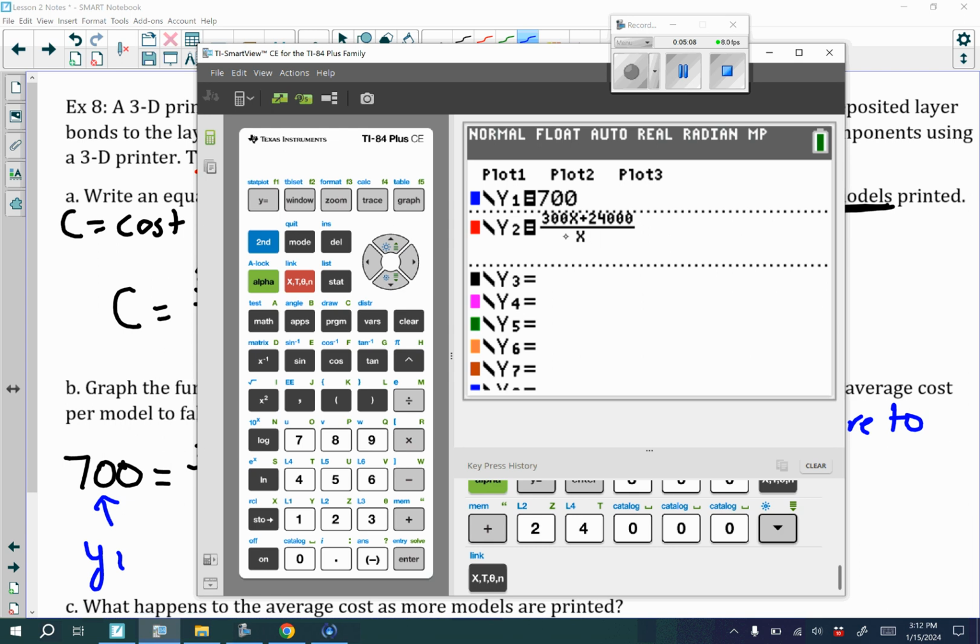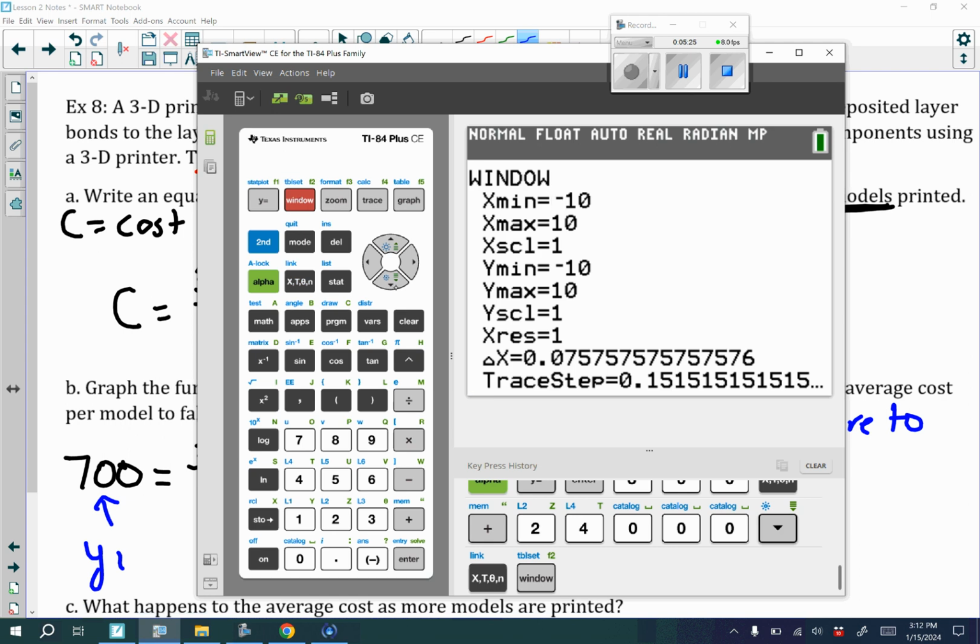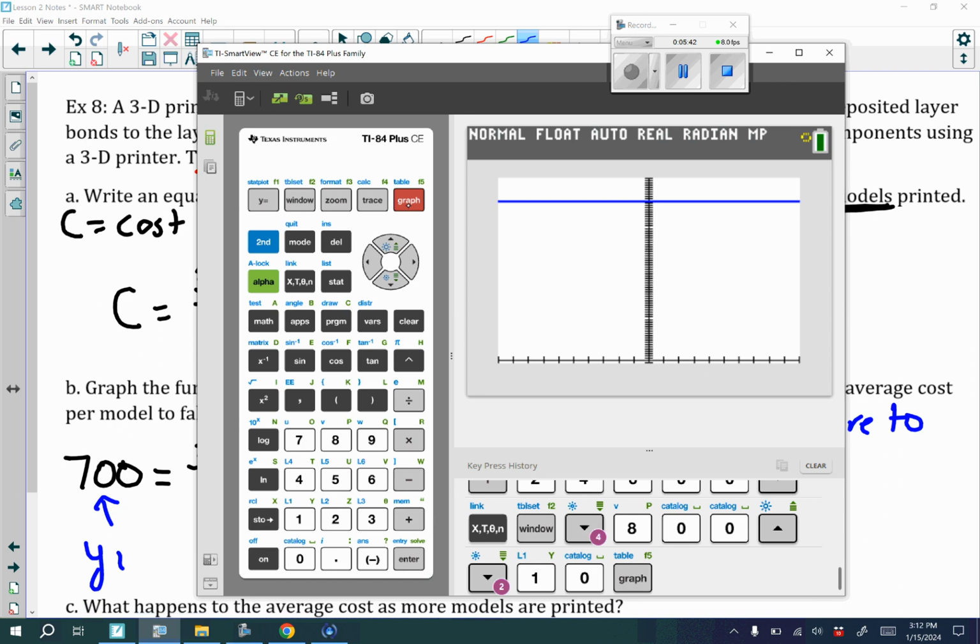Now, here's the thing. Probably your window is from -10 to +10 on both the x and y axes. We should know that we're going to have 700, this is going to create a horizontal line. Our y max has to change, okay? So I'm going to go to window, and I know my y max is going to have to be bigger or at exactly 700, or you can make it bigger. I'm going to make it 800. I'm going to go by tens on my y scale so I don't have as many of those little lines there.